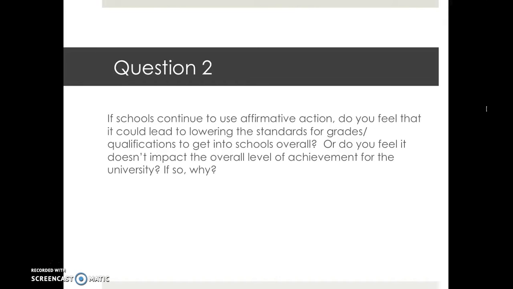So now that we've reviewed the pros, or the reasons why affirmative action is considered fair, I have another question to pose to the class. If schools do continue to use affirmative action, do you feel that it could lead to lowering the standards for grades and qualifications to get into schools? Or do you feel it doesn't impact the overall level of achievement? This is another opinion question, but keep in mind that there is some evidence that the standards can be lowered in the cases we just reviewed, along with quite a few other cons to affirmative action that I'll bring up in the next slide.